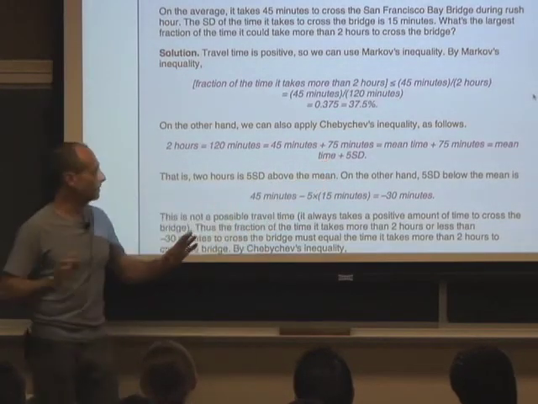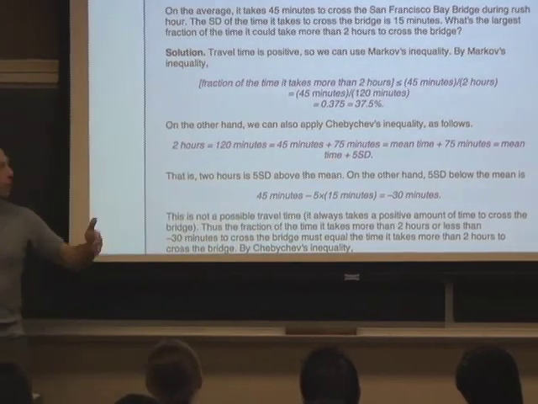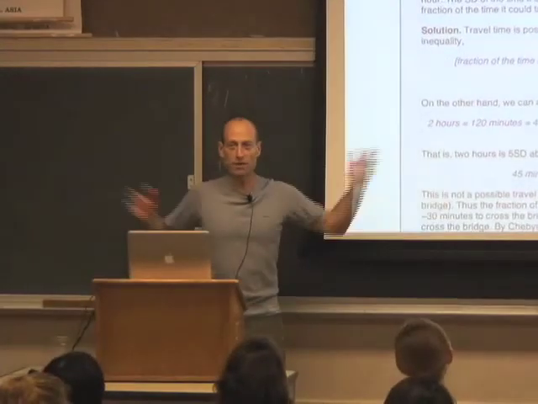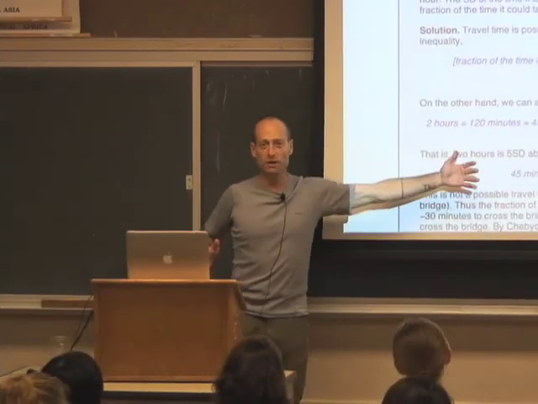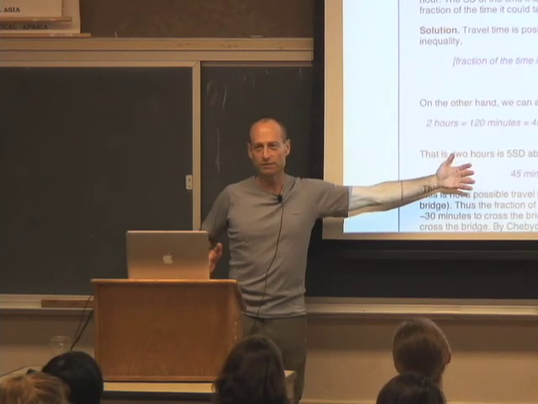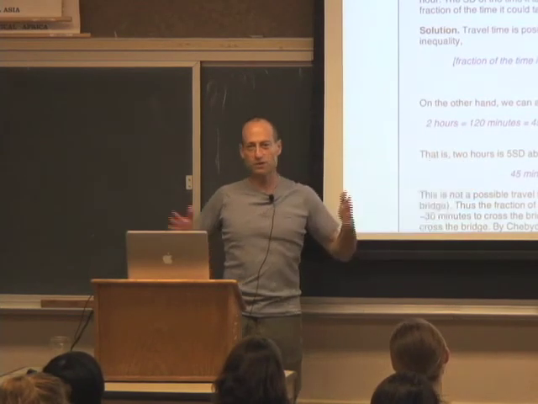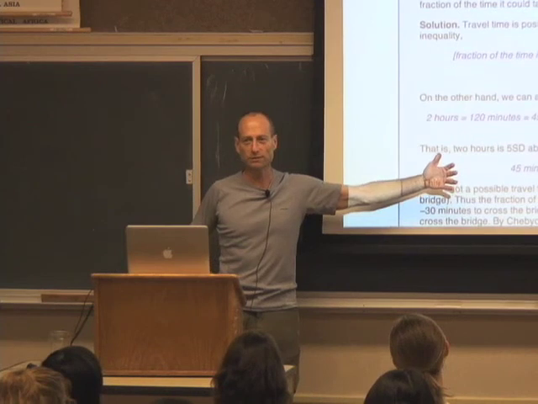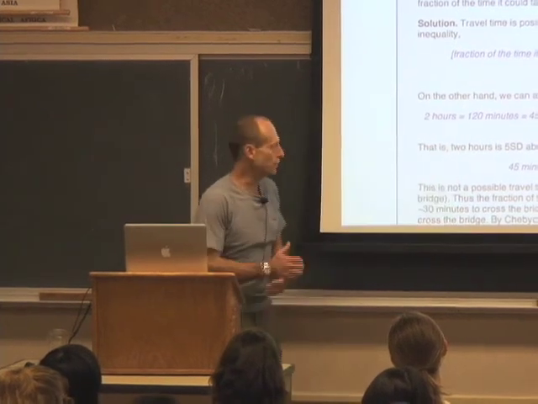So the fraction that are more than 5 standard deviations away from the mean is at least as big as the fraction that's more than 5 standard deviations above the mean. Chebychev's inequality bounds the first thing, so the first thing has to bound the second thing. Does that make sense? Okay.